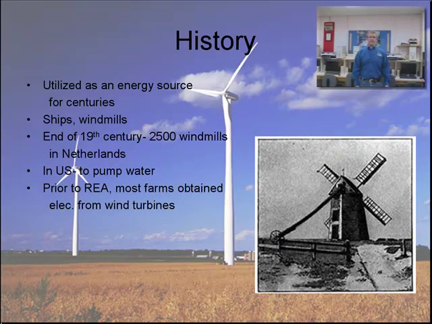Wind has been used as an energy source for centuries. Ships used wind for motion, and windmills were used for grinding grain and moving water for many years. By the end of the 19th century, there were over 2,500 windmills just in the Netherlands. Windmills were being used to pump water by the U.S. initially. Prior to the Rural Electrification Act, U.S. farms were using windmills to generate their own electricity.